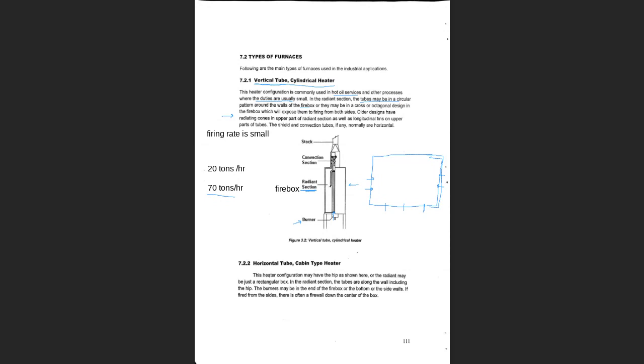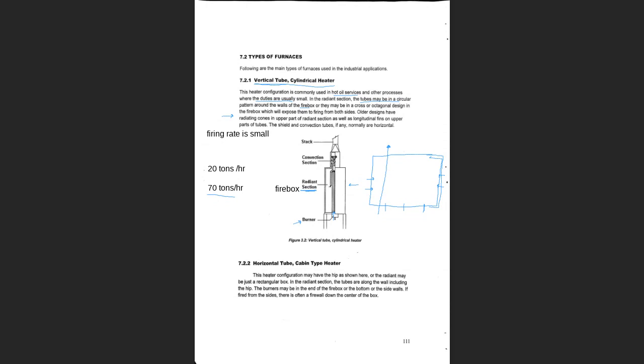So sometimes you'll see something like this. You will have the tubes coming from the bottom and going to the top, and they exit the furnace in a single pass, like a single pass heat exchanger. The process fluid enters from one side and leaves from the opposite side, in one pass only. So this is one configuration.